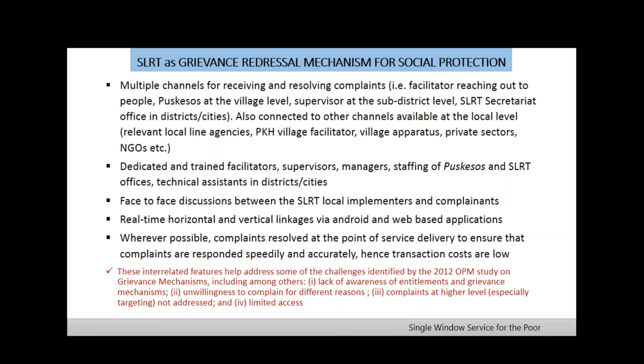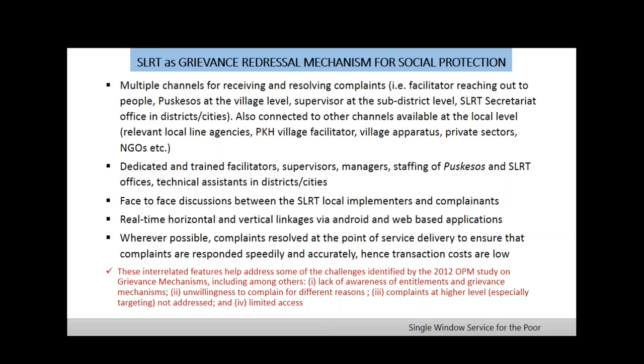And it is also connecting SLRT offices at the village level up to the district level horizontally, linking to line agencies managing programs. And wherever possible, complaints are resolved at the point of service delivery. This is in order to ensure that complaints are responded to speedily and accurately. Hence, transaction costs are low.